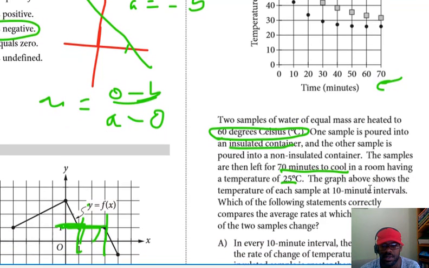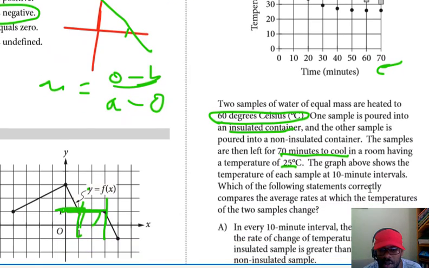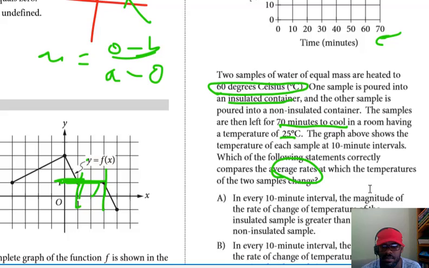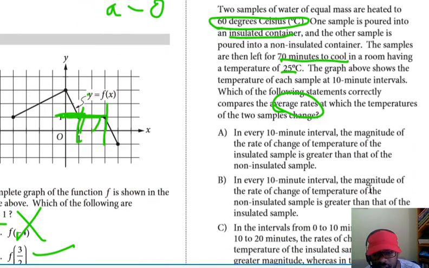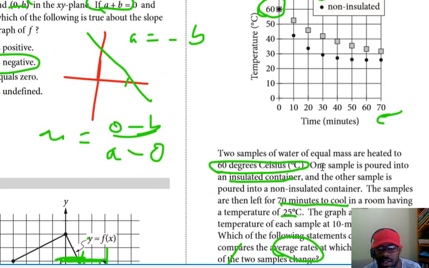Which of the following statements is correct comparing the average rate at which the temperature of the two samples changes? It's talking about the average rate of change in general: change in y over change in x, change in temperature over change in time, in every 10 minute interval. Every choice is a statement. The magnitude of the rate of change of temperature of the insulated sample is greater than that of the non-insulated. No.